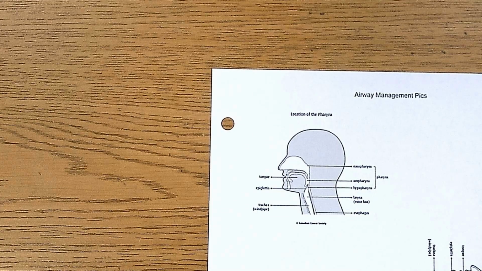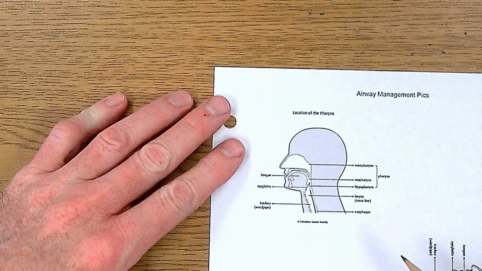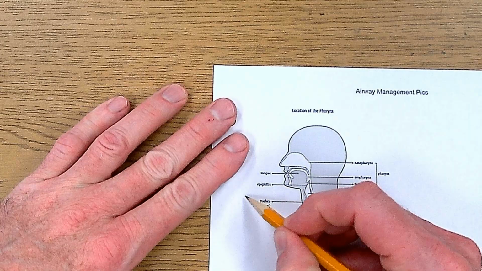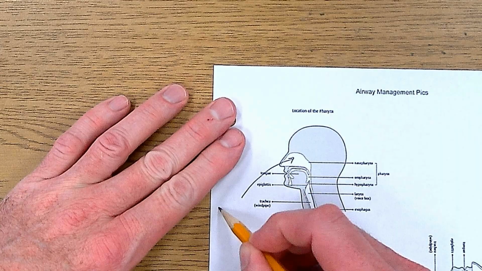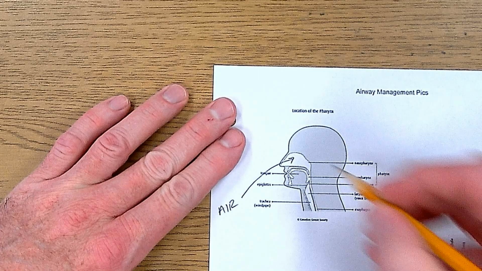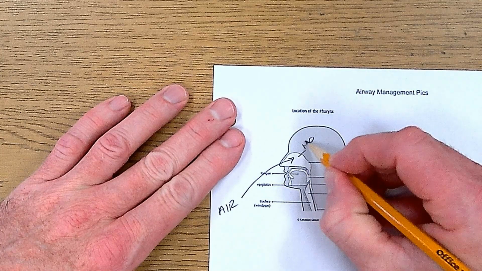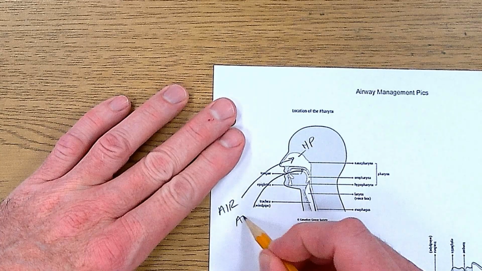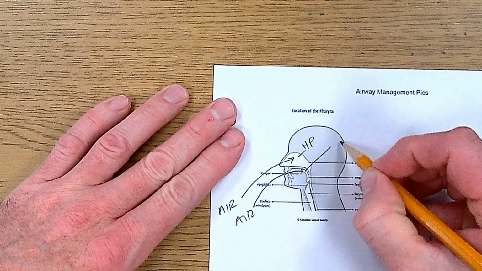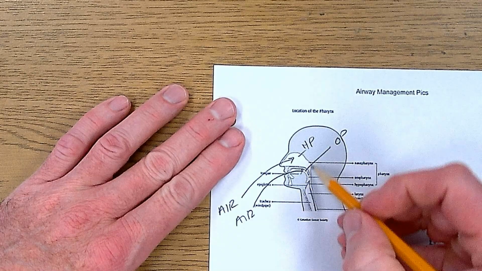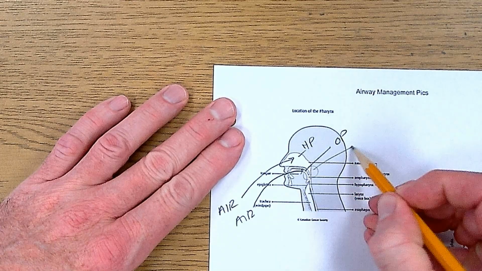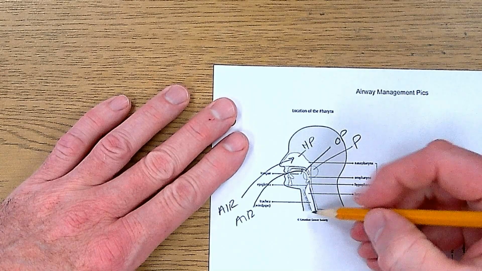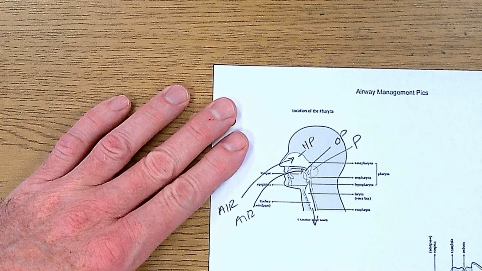All right, so let's take a look at this sagittal view of the head and neck, okay? When you inhale, air goes in through your nasopharynx and/or your oropharynx. Either way, the air ends up in the back of your throat, which is called the pharynx, all right? And it should go down your trachea.